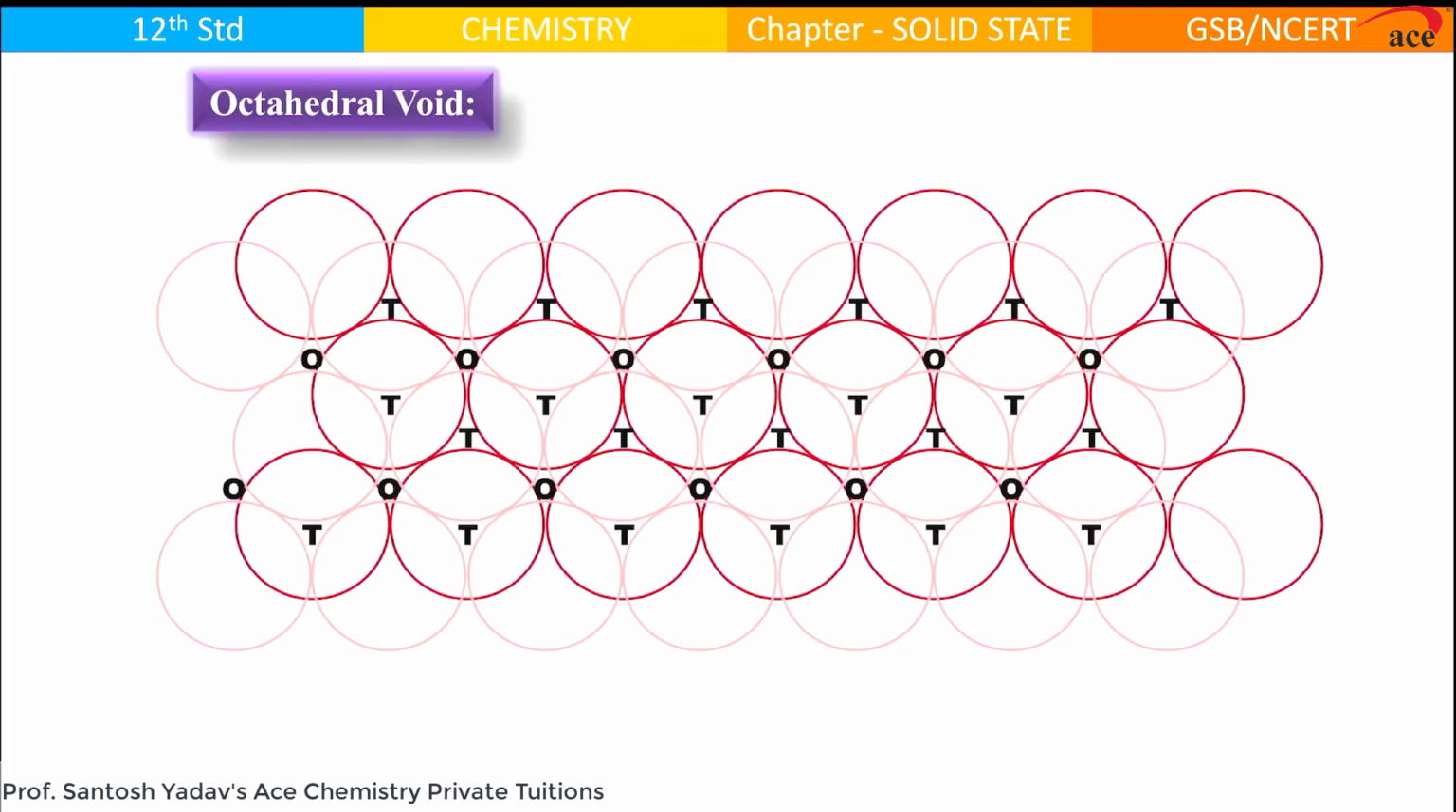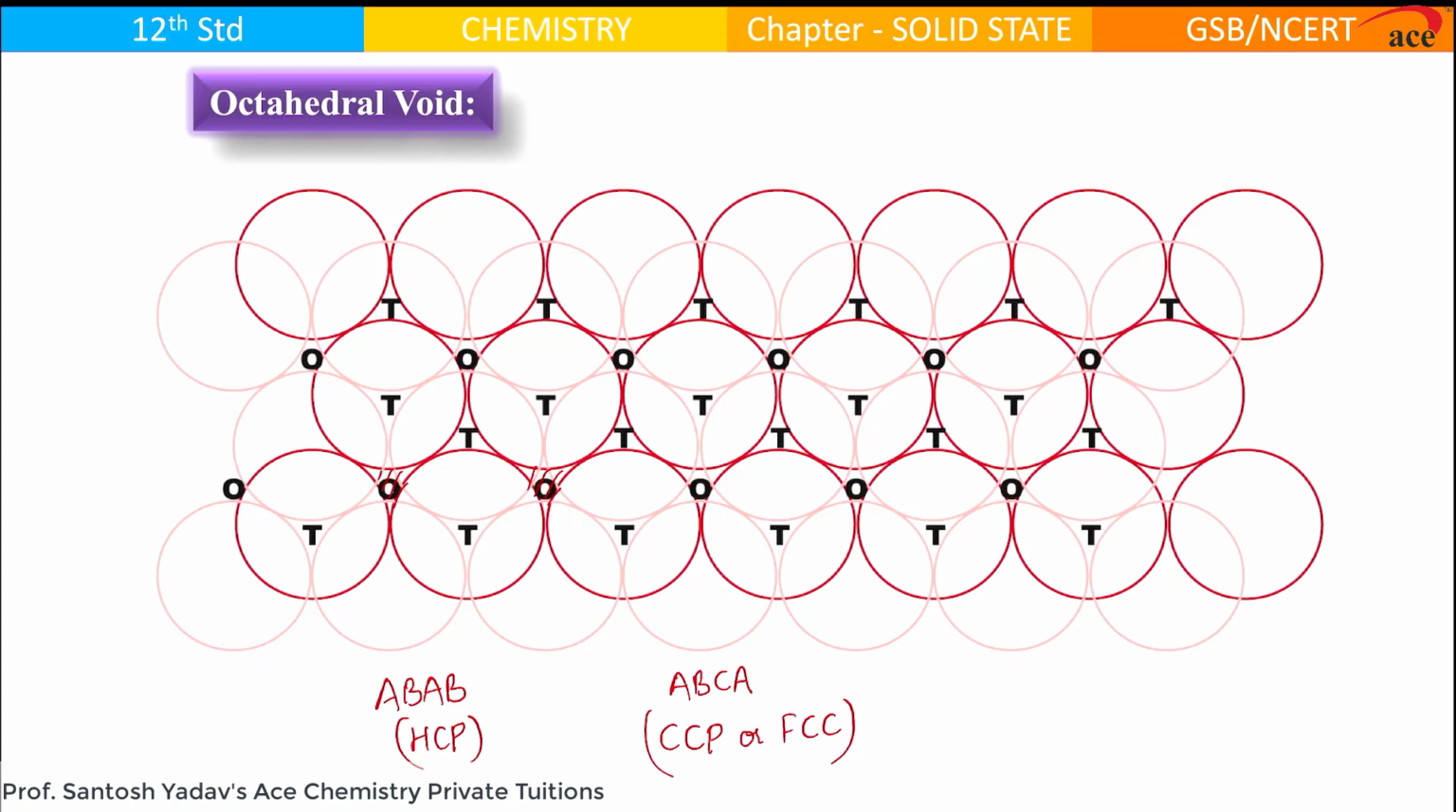Now, this octahedral void along with tetrahedral void is present in AB packing and ABCA packing. If you want to know again, AB packing is responsible for hexagonal close packing HCP, ABCA packing is responsible for CCP or FCC. You want to see an octahedral void? It has been labeled as O. So, all those which have been labeled as O are called octahedral voids.